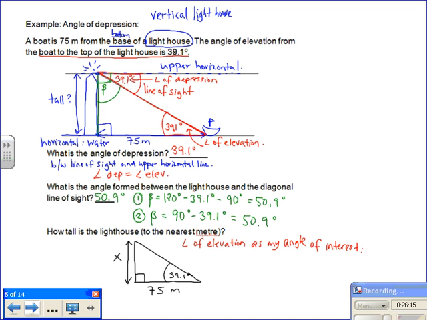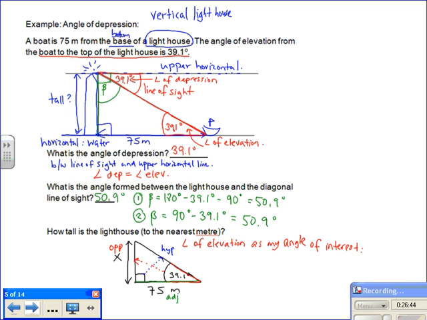Okay, so let's make this our angle that we're going to be using. And that means that the side opposite from it is the height of my lighthouse. That's what I'm looking for, X. The other thing I can immediately label is the hypotenuse, which is across from the right angle. There's the hypotenuse. And that means that the leftover side, which is 75 meters, is my adjacent side.